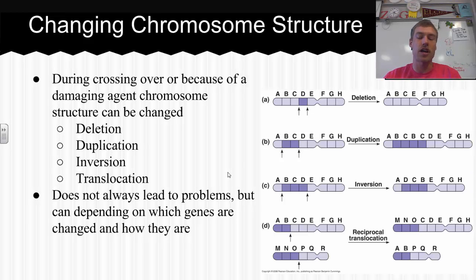Now, these don't necessarily always lead to problems because some of the genes can function properly even without being in the correct location. However, they can lead to problems when things like regulatory genes are separated from the genes that they would normally be regulating. And the problems that occur then are either underproduction or overproduction of particular proteins.